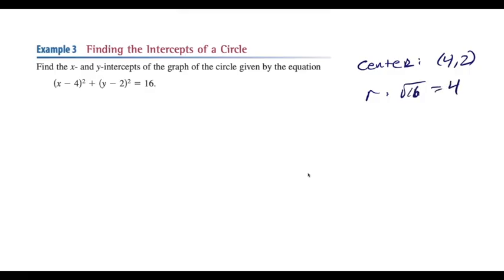Okay, let's find the x and y intercepts of the circle and graph the circle. So I can find my center already. Inside opposite, 4 and 2. I can find my radius. Square root of 16, that's 4. If I want to find the x and y-intercept, you do it like you always do.